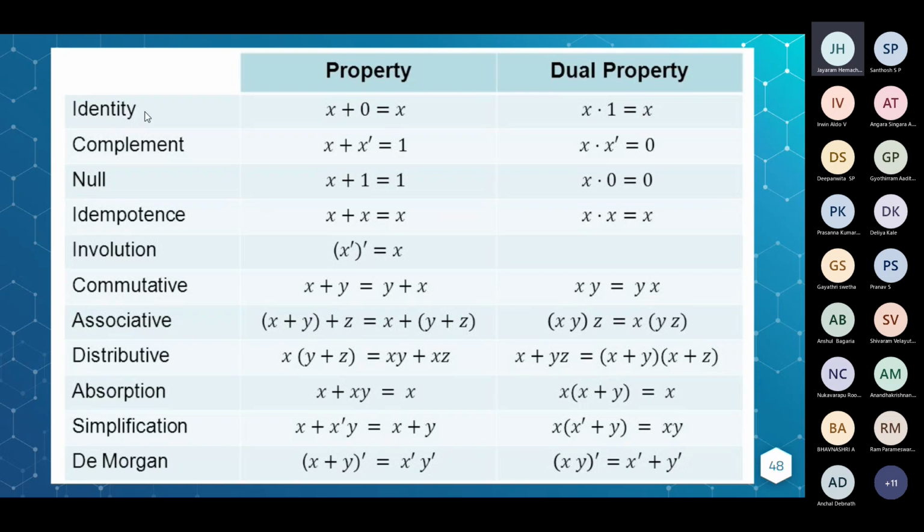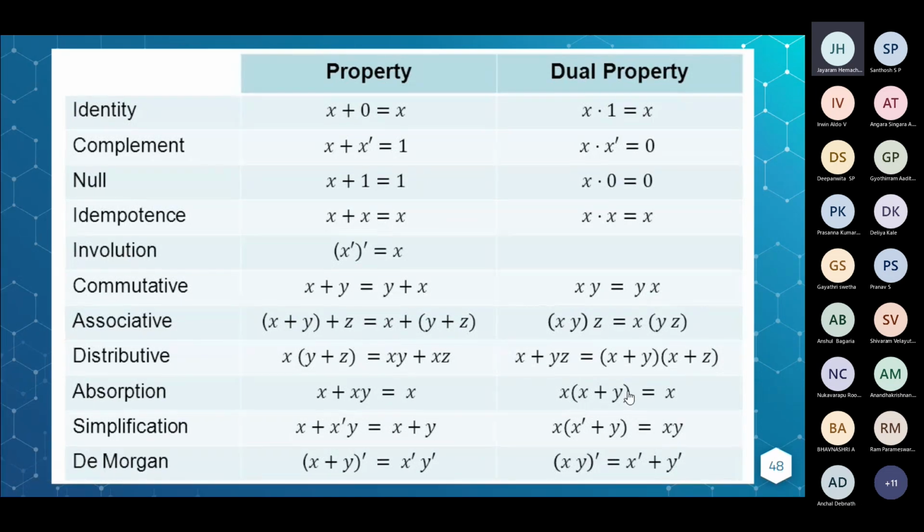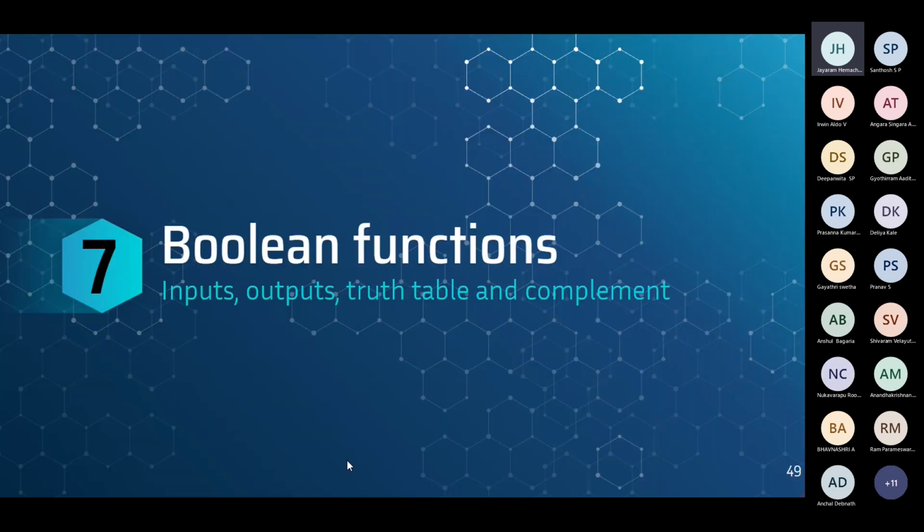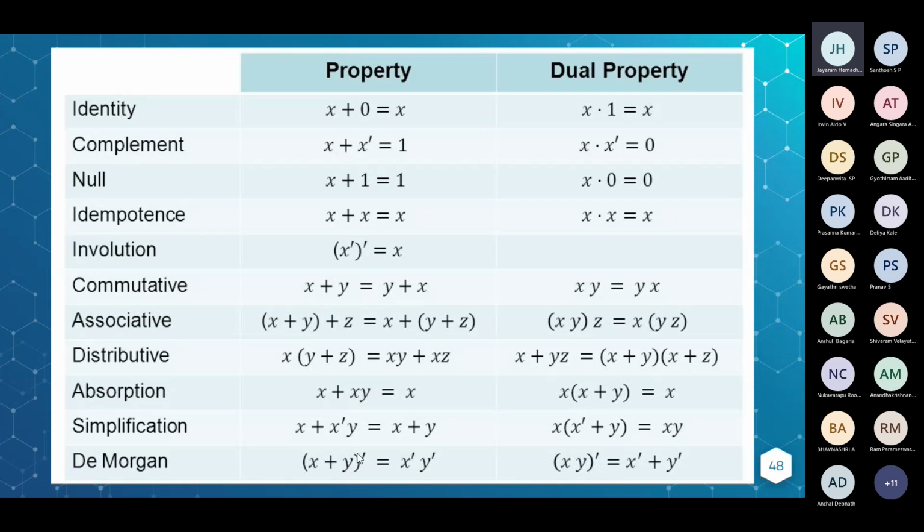And these are the formulas, and one of the important formulas is the De Morgan theorem. The De Morgan theorem says that x plus y, the whole complement, equals x complement and y complement. So if we put an OR gate between x and y and then complement it, we'll get an AND gate of x complement and y complement. This is the De Morgan theorem.